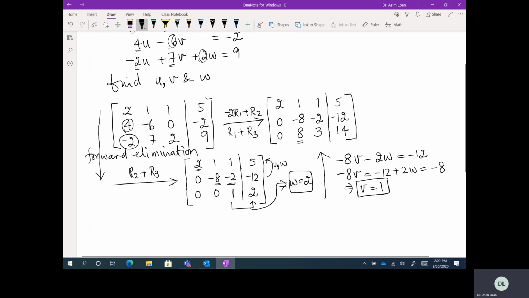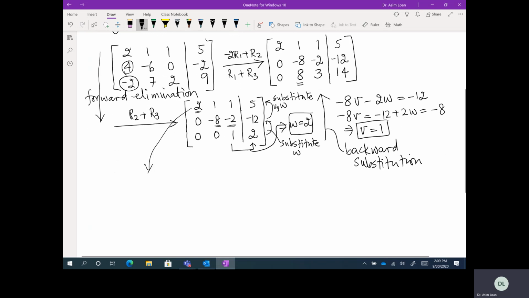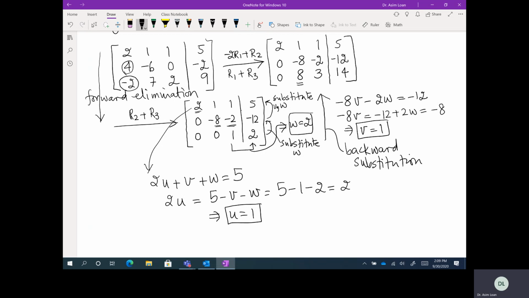So substitute v and w here. From here to here, substitute w, and then you substitute v and w. So this is backward substitution. It's just a fancy name of how to evaluate this thing. If I look at this equation, this is 2u plus v plus w equals 5, or 2u equals 5 minus v minus w, which is equal to 5 minus 1 minus 2, which is 2. So this implies u is equal to 1, which is exactly the same result that we got before.